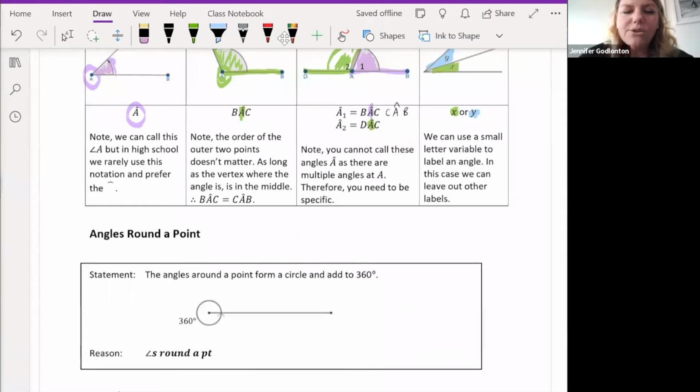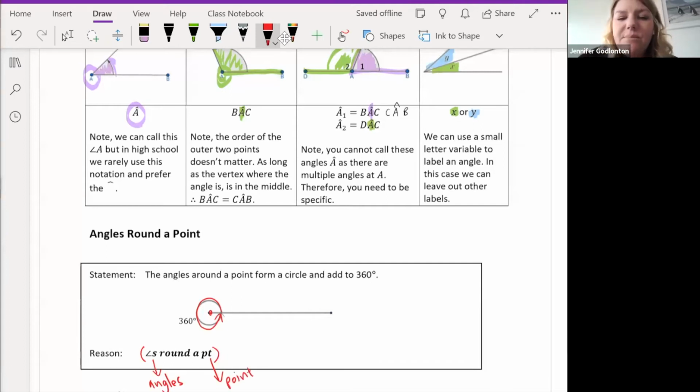Awesome. Okay, so angles around a point means when we have a vertex, all of the angles around that vertex or that point would equal 360 degrees. And the reason that we write this is what we write, and we always write our reason in brackets. That little symbol stands for angle, and then we're just saying angles around A, and the PT stands for point.